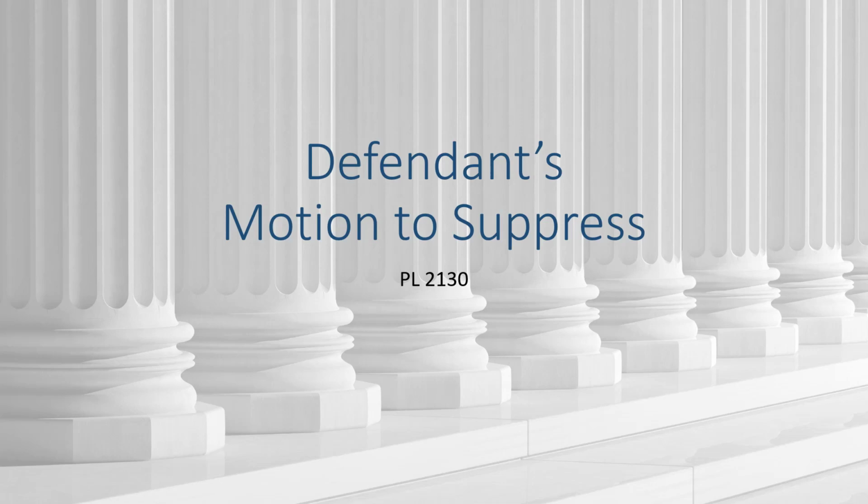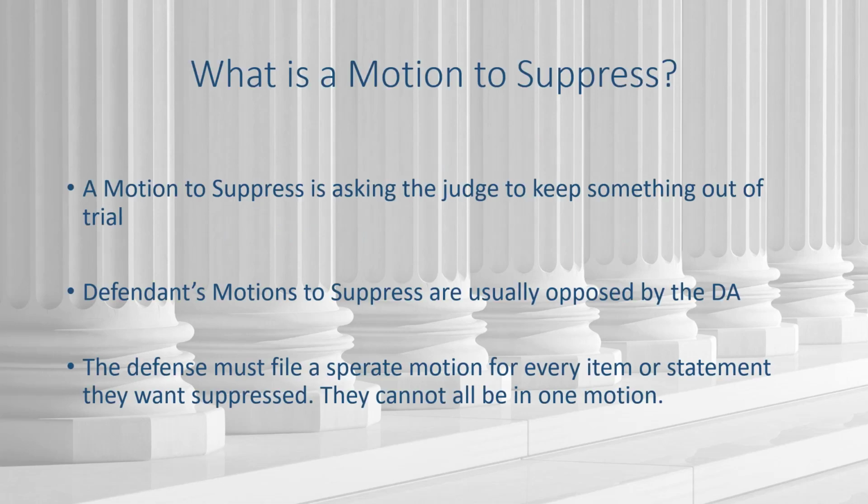Hello everyone, this week's PowerPoint will be on your fourth writing assignment, the defendant's motion to suppress. So what is a motion to suppress? A motion to suppress is what you file when you're asking the judge to keep something out at trial. So for example, if you want to keep some evidence out, you will file a motion to suppress.